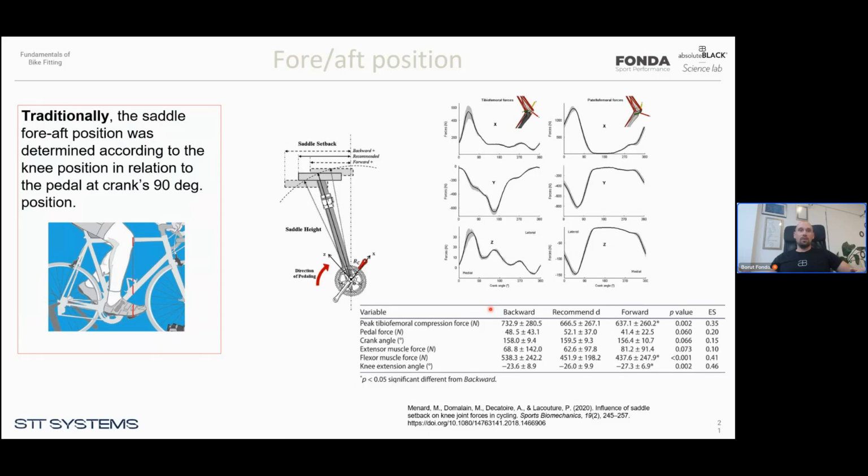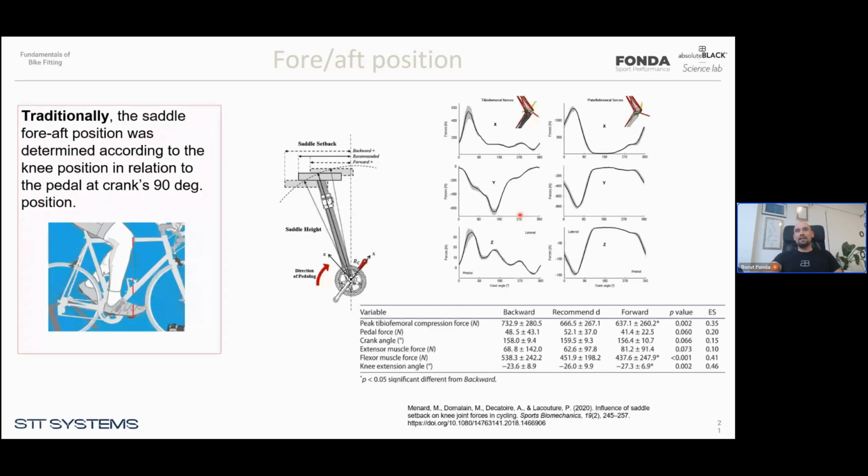Now, this has been shown in science to be simply wrong. So I've intentionally put some scientific data here, quite recent data from Maynard, a French group from 2020, and they were actually recording tibiofemoral and patellofemoral forces, which you can see in the plots here.